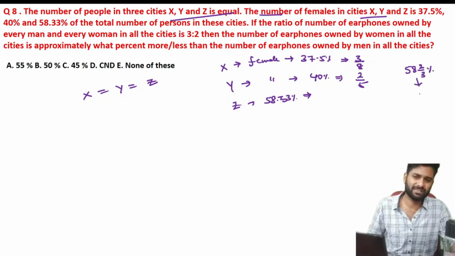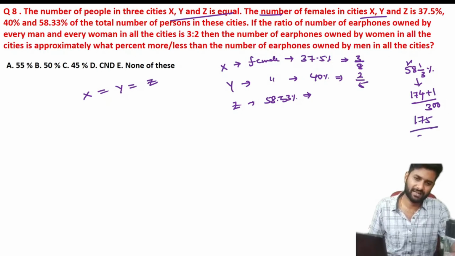Convert it into fraction means 8 3s are 24. So 174 plus 2 divided by 3. Percentage means into 100. So it's a 1 by 3, right? So 175 divided by 3 into 100, right? 25 sevens, 25 fours. It's a value of 7 by 12.